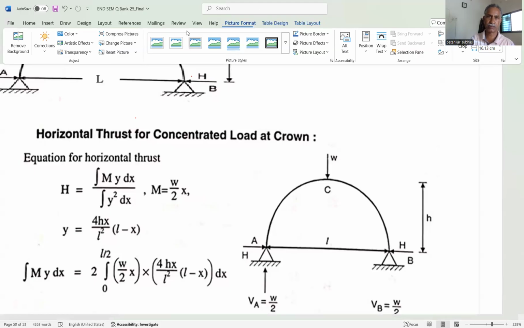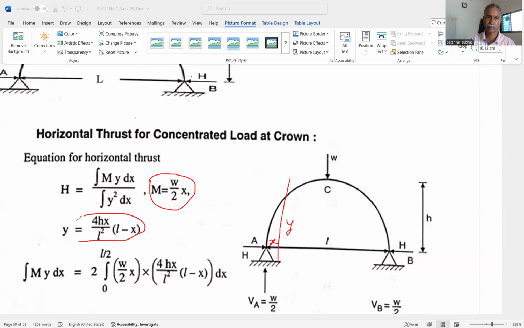Can I take the moment at a certain distance? For example, here we have considered this section, this distance is x, this distance is y. What is the moment? Can I say VA multiplied by x? So VA is equal to W by 2, and the moment is equal to W by 2 multiplied by x. This is the moment due to the beam effect, not the horizontal thrust. So m is equal to W by 2 into x, and y is the equation of the parabola in terms of x and h.